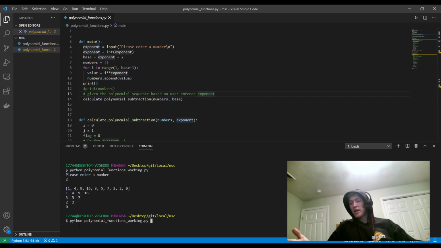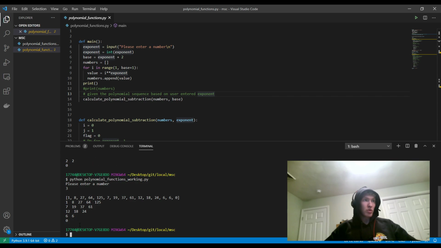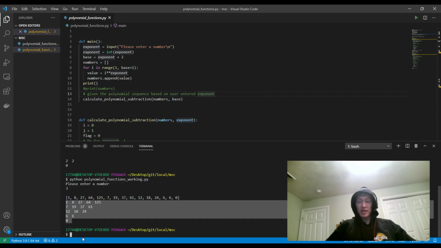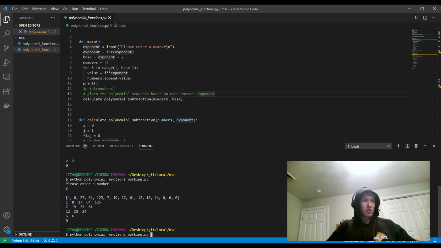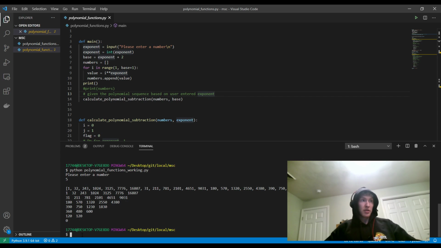Okay, let's run it again. What if we try the next number after that, 3? We expect to have 5 levels. So level 1, level 2, level 3, level 4, level 5. Whoa, same thing. Okay, let's run it again. We'll do 5. There's this pattern going on.